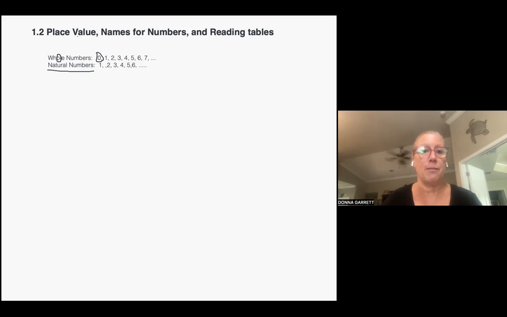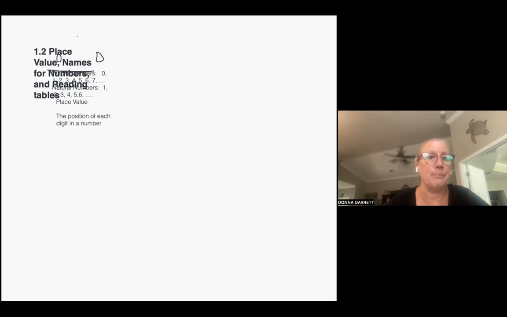Okay, let's talk about place value. Okay, what is place value? The position of each digit in a number. So we've always, 1,000, 100, tens, a billion, a million, like that's our place value. That's the position where a digit is in a number.